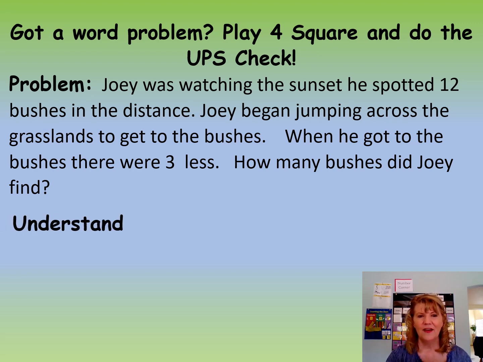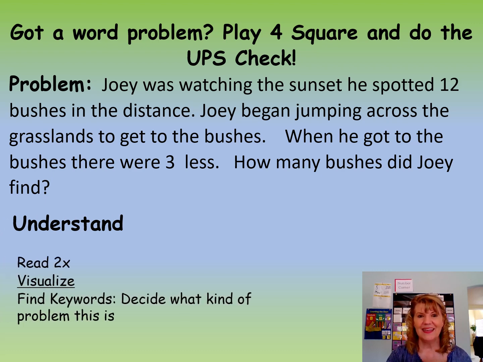Well, to understand the problem, it's a good idea to read the problem twice. Let's do that. We'll read it one more time. Joey was watching the sunset. He spotted 12 bushes in the distance. Joey began jumping across the grasslands to get to the bushes. When he got to the bushes, there were 3 less bushes. How many bushes did Joey find? Could you visualize seeing what you thought was 12 bushes in the distance?